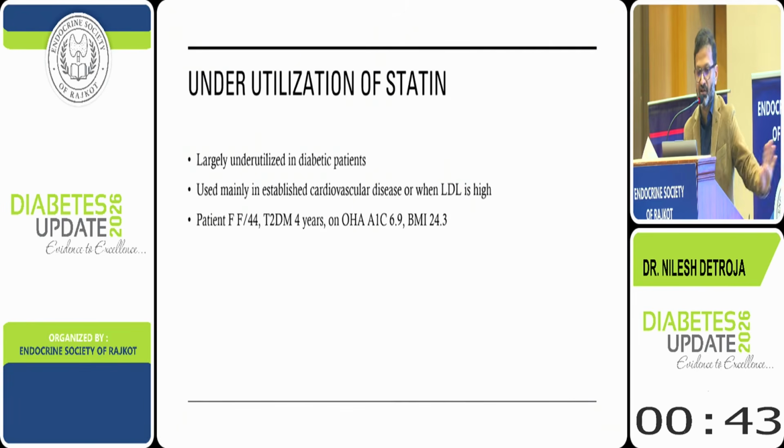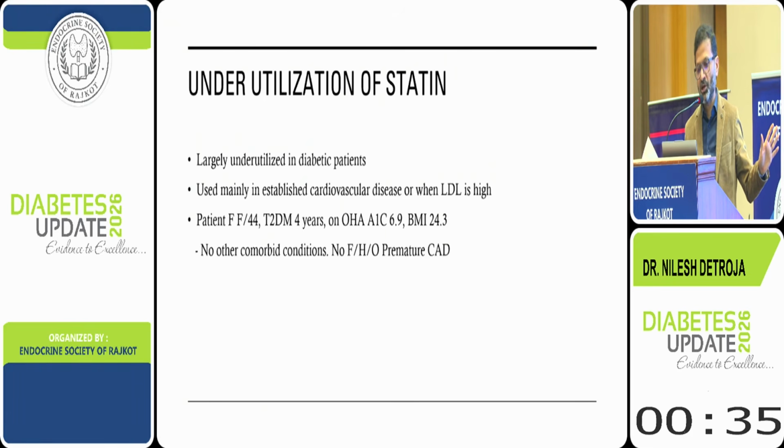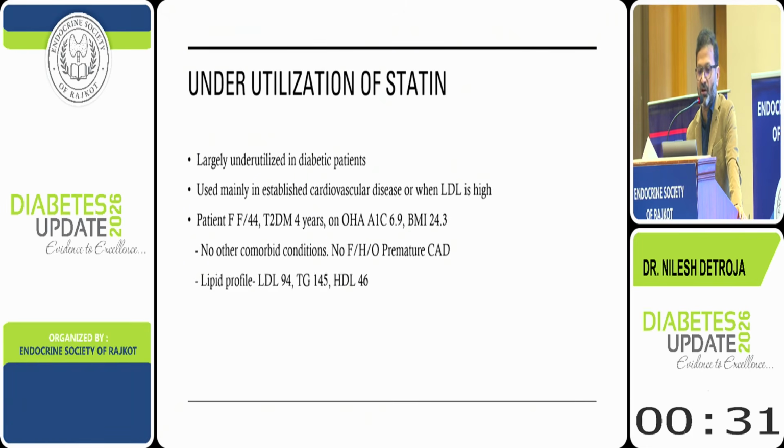Again, let's see one small example. Type 2 diabetic patient for 4 years, on OHA, HbA1c well controlled at 6.9, BMI of 24, no other comorbid conditions or cardiovascular risk factors, and this is the lipid profile: LDL 94, triglyceride 145 and HDL 46. What will we do? LDL is normal, there are no other risk factors. Should a statin be given or not?